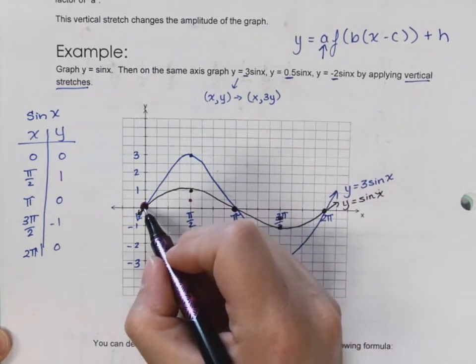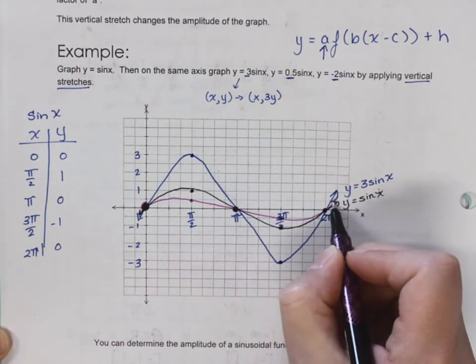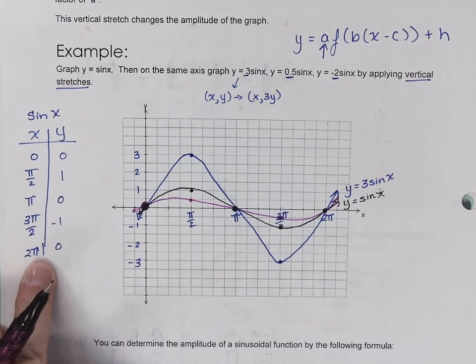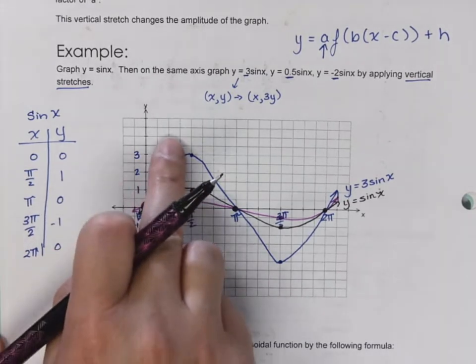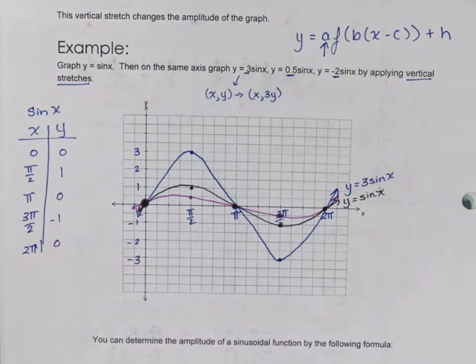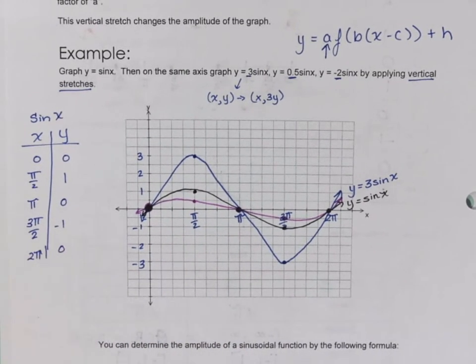So remember that you're always going back to your original sine graph, right? All these transformations are being done from this original. I wouldn't go from 3 sine down to half sine. You've got to go back to the original. All transformations are done off this original graph. Okay, now we're getting fancy, folks. Oh, I didn't label my pink one.